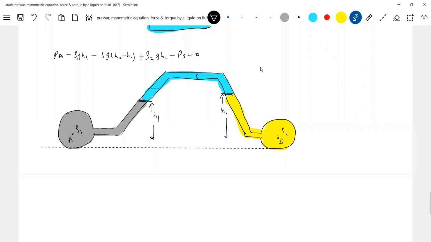So like this, we can write the manometric equation, or you can start with PB also. Both are the same. You can start at B or at A. PB minus rho 2 GH2 plus rho G H2 minus H1. This should be negative, no? Okay, positive only. Plus rho 1 GH1 minus PA is equal to 0.